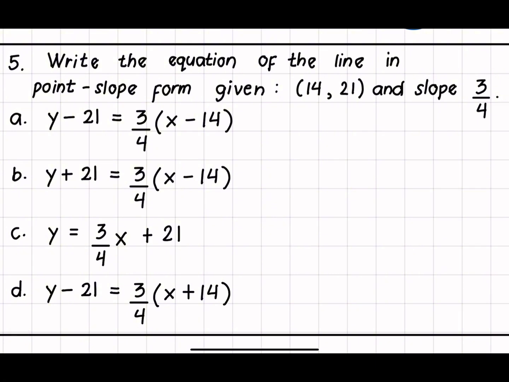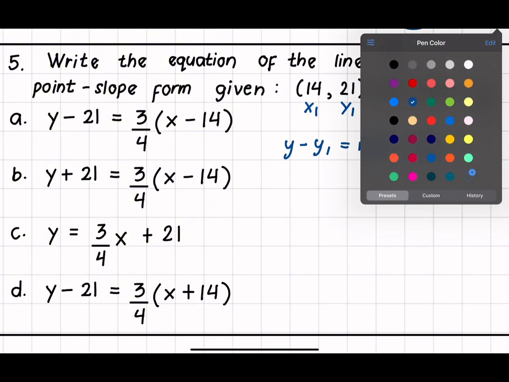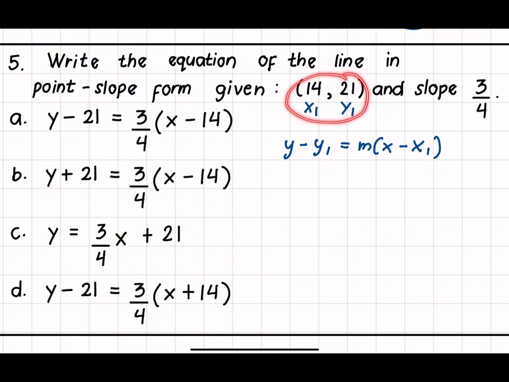Next, number 5. Write the equation of the line in point-slope form given (14, 21), that is the point, and a slope of 3 over 4. Okay, so remember that point-slope form is y minus y sub 1 is equal to m times x minus x sub 1. So we can label our given point wherein the first number is x sub 1 and the second is y sub 1.